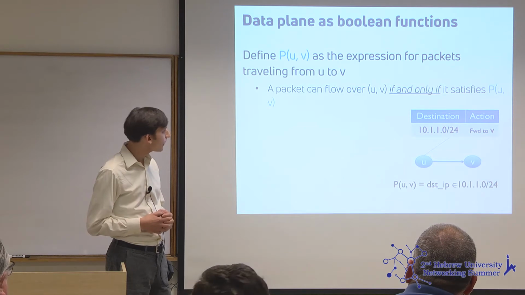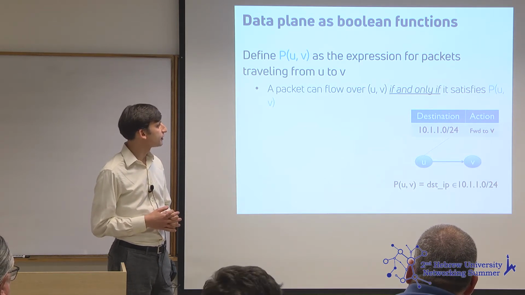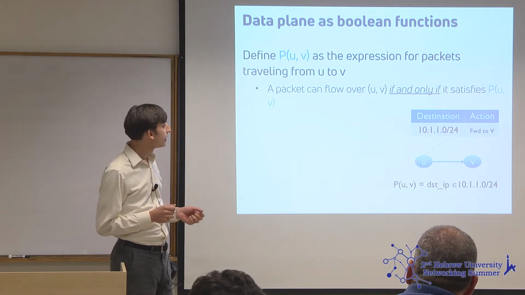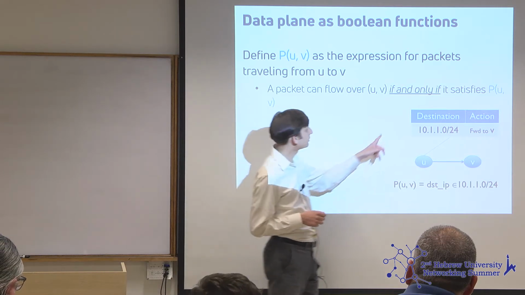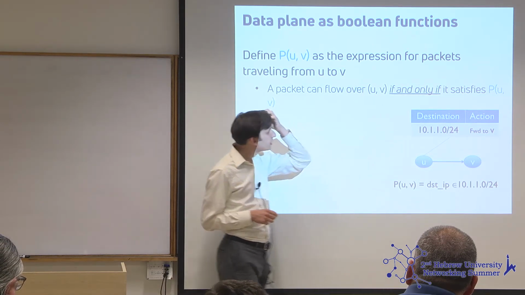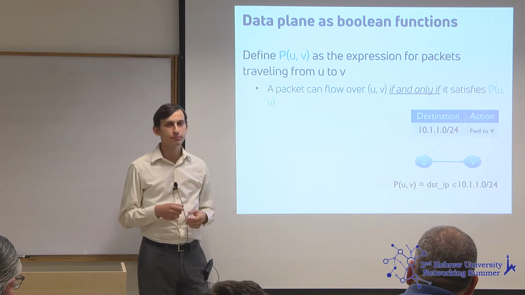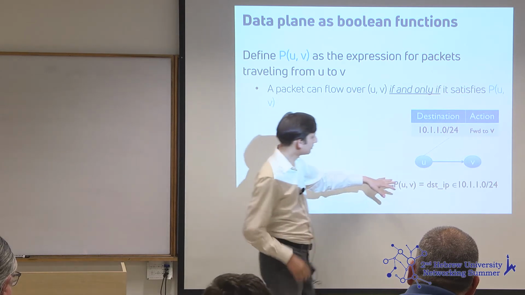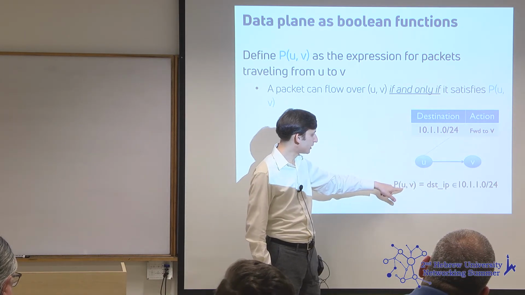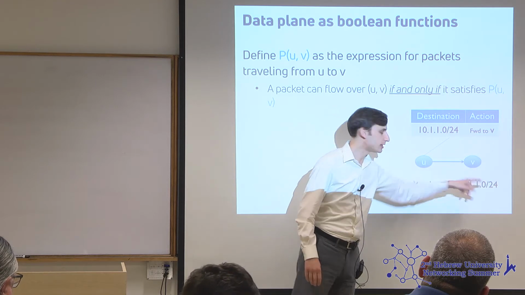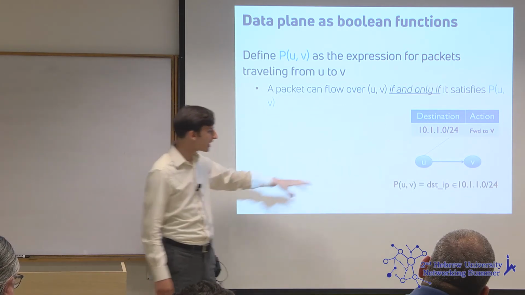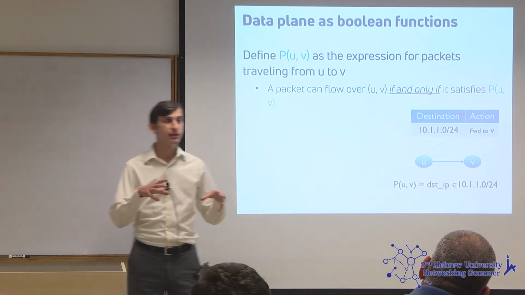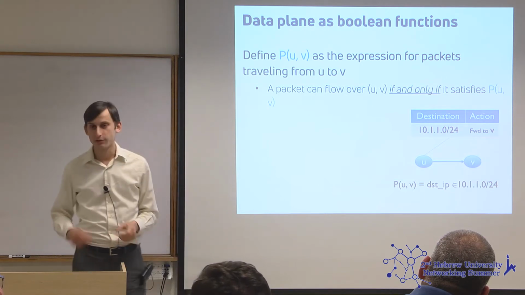So what we'll say first is kind of like what we saw in the previous slide, where we were thinking about complexity. We're going to say a packet can flow over an edge from U to V if and only if it satisfies some formula, PUV. Like, for example, IP longest prefix match. This is going to say your destination IP has to be in that range. I'm writing this at a higher level in terms of IP rules, but obviously you boil that down to boolean variables over the bits of the packet header.